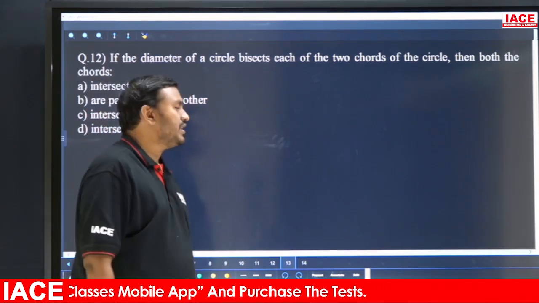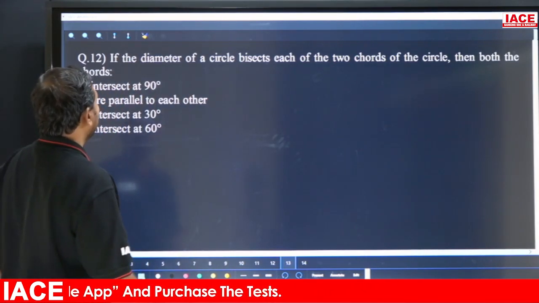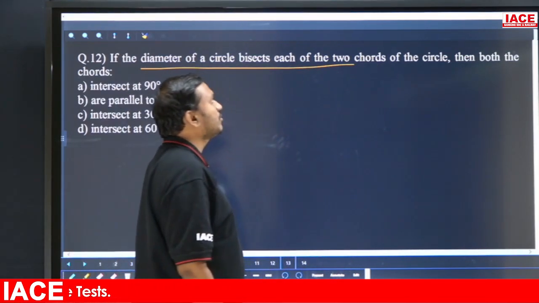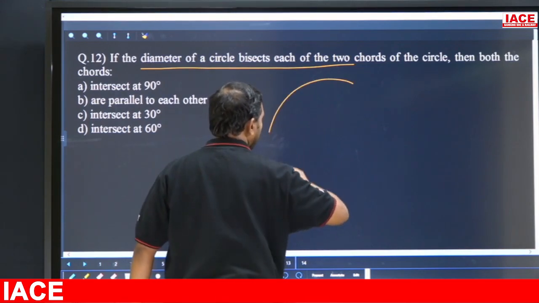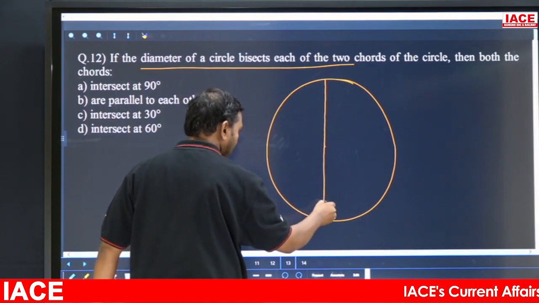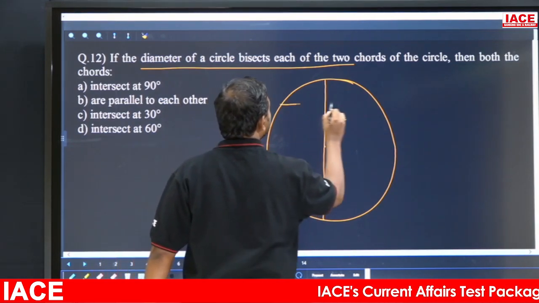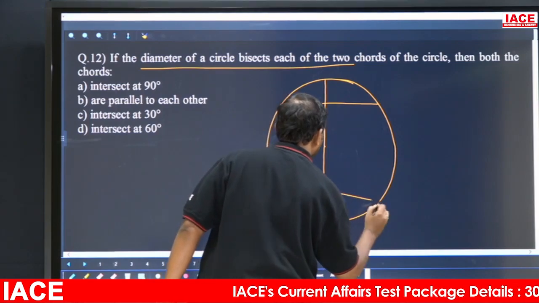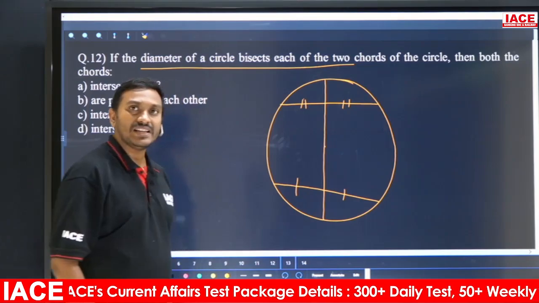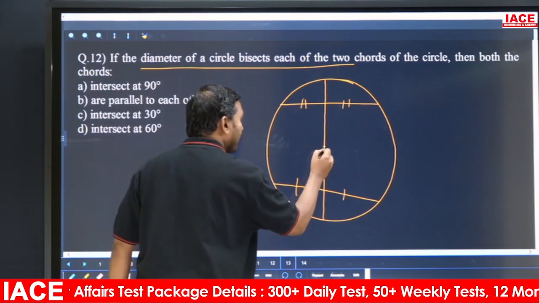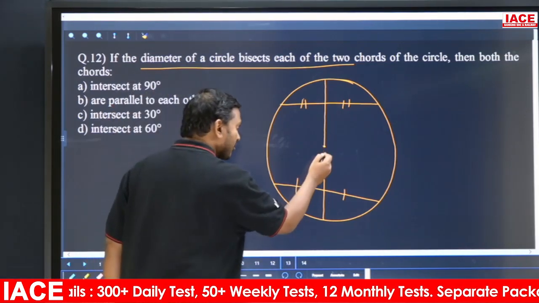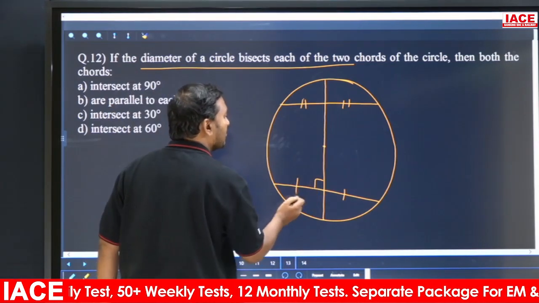So it's a geometry question. See, if the diameter of the circle bisects the chords. In a circle, if a diameter is drawn, the diameter bisects the chord when it is passing through the origin, that is, if a perpendicular distance is drawn from the origin, then only it will bisect.